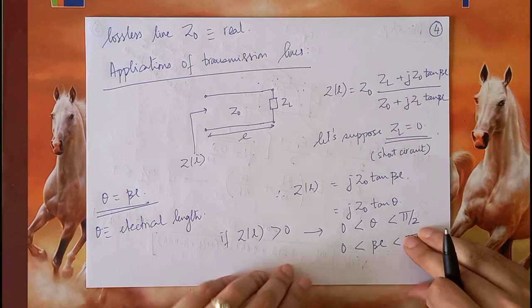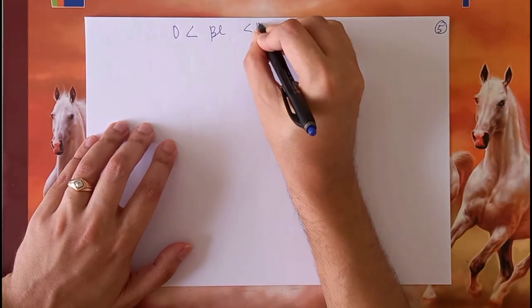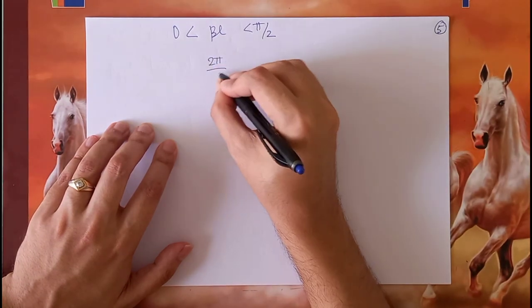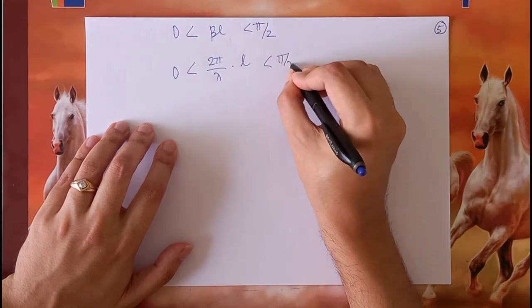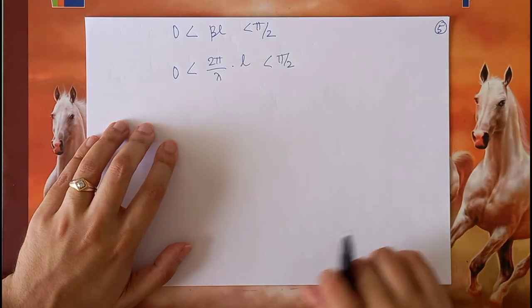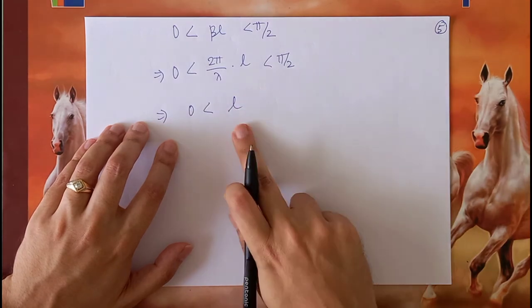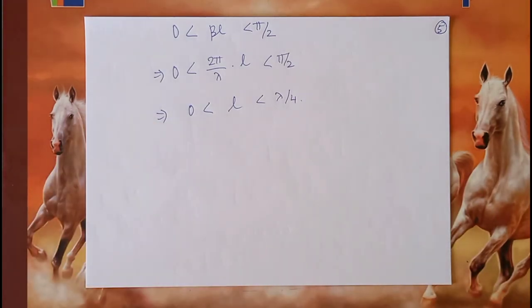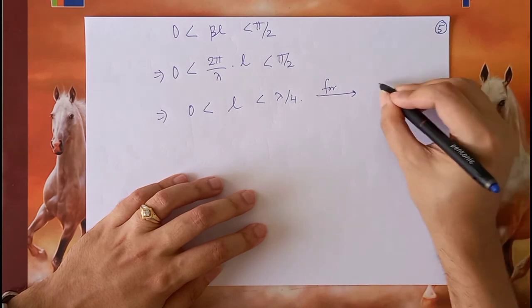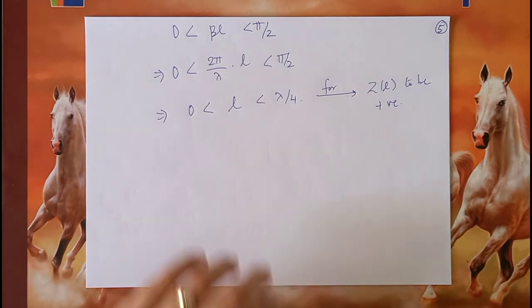And what is beta L? We know beta is nothing but 2 pi by lambda. So 2 pi by lambda times L should also be between these two quantities. Simply, if I cross multiply, I can say that my actual length must be between 0 and lambda by 4, for Z of L to be positive, but imaginary.